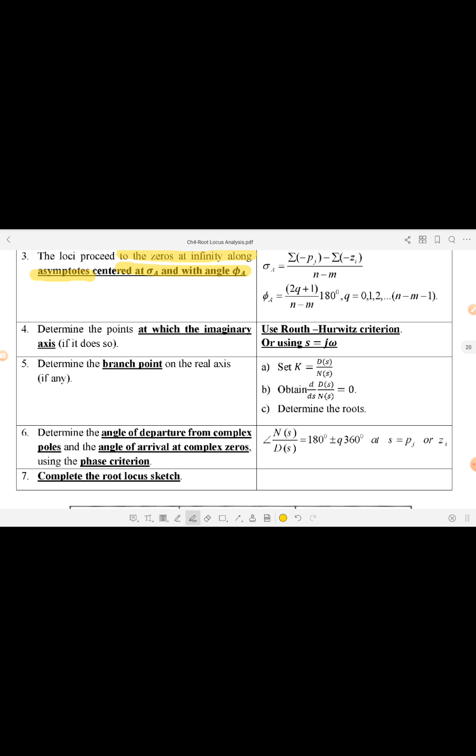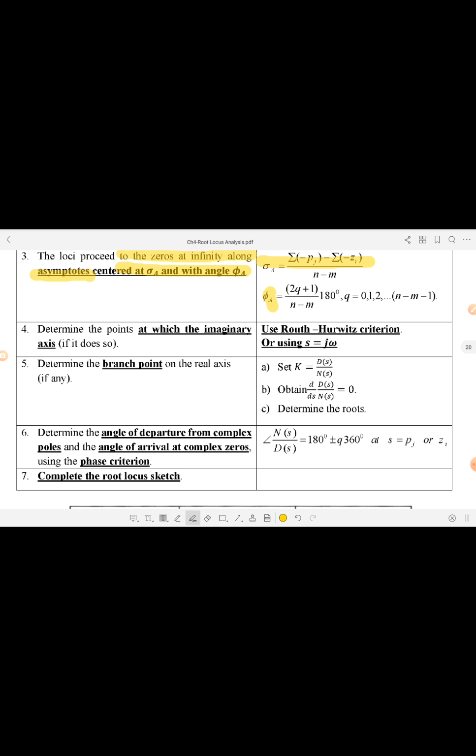they have sigma A intersection point and phi A angles, and sigma A is calculated as I have previously covered: summation of all poles minus summation of all zeros divided by n minus m, and phi A is calculated by 180, the first angle 180 divided by n minus m, and the remaining angles are equally distributed over 360, which is equal to 360 divided by n minus m.